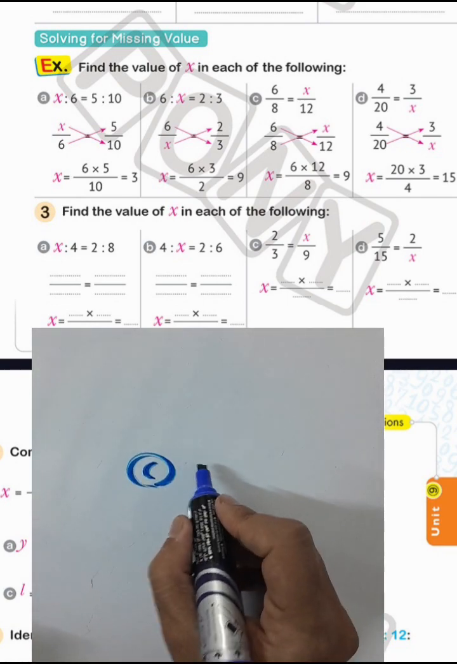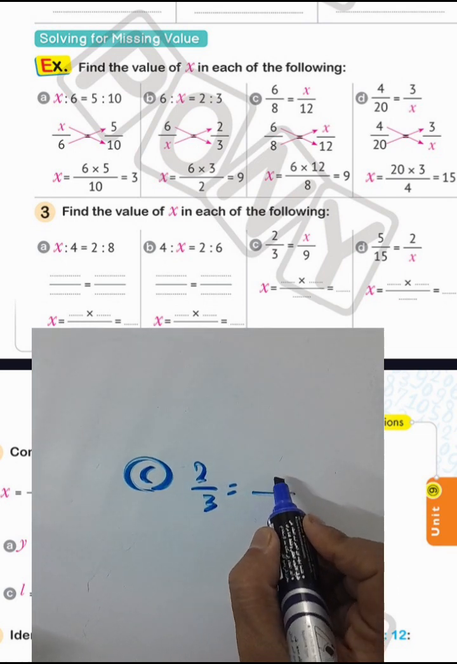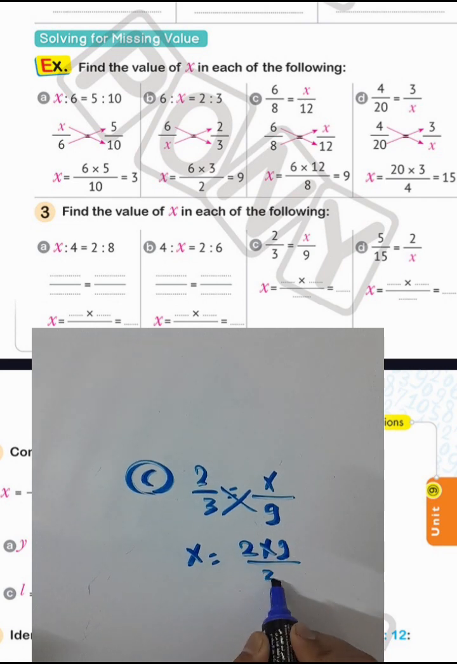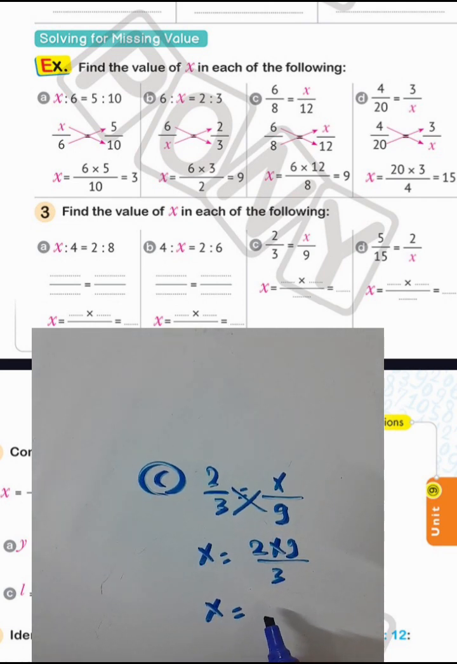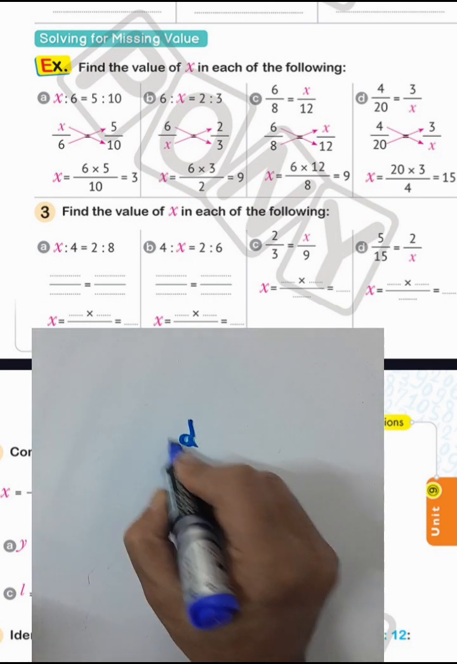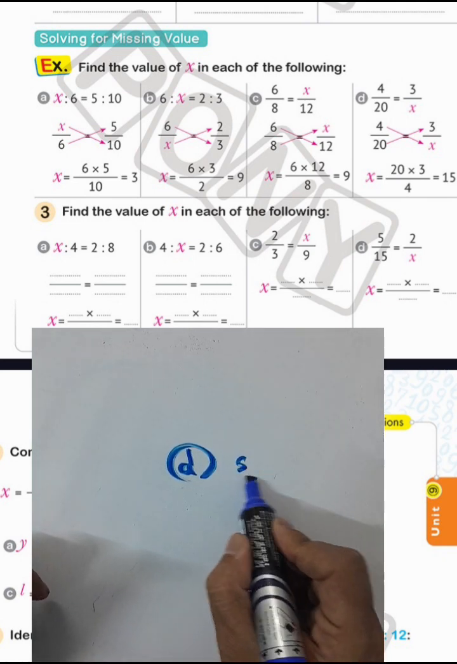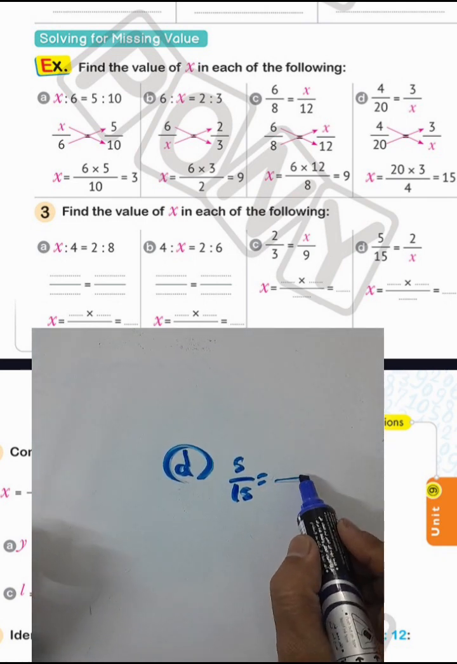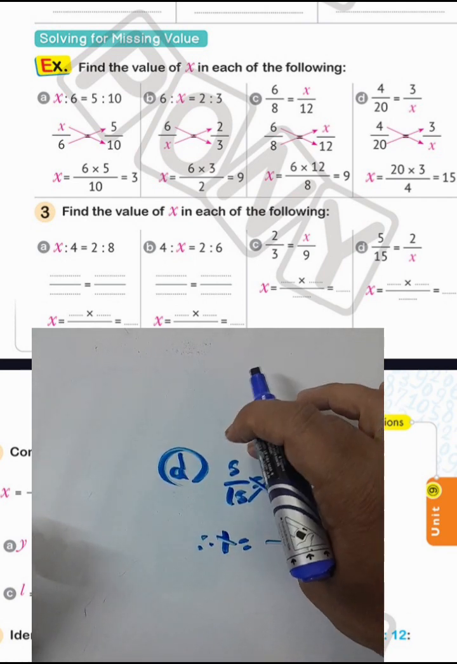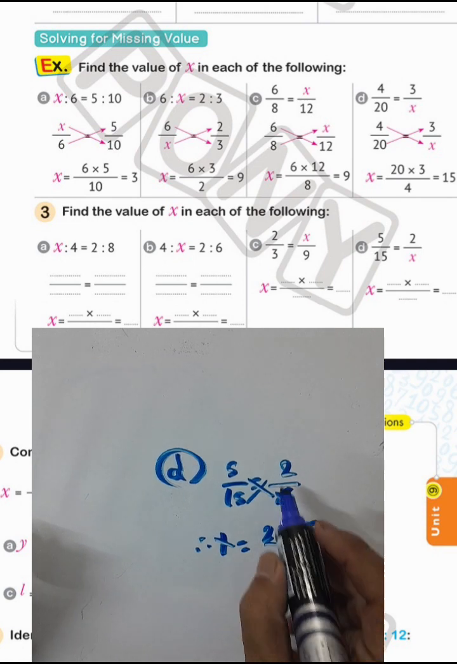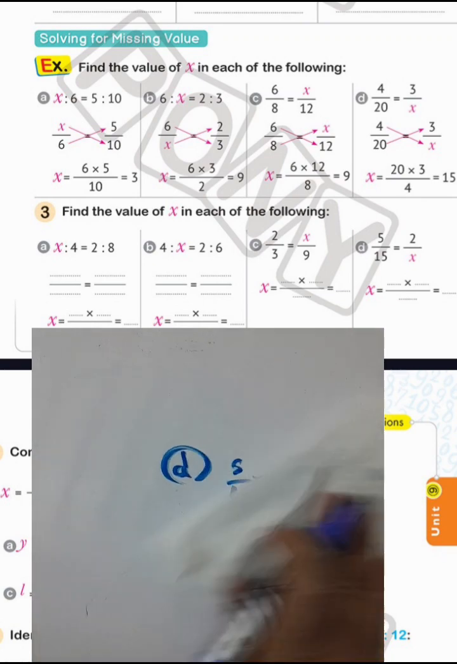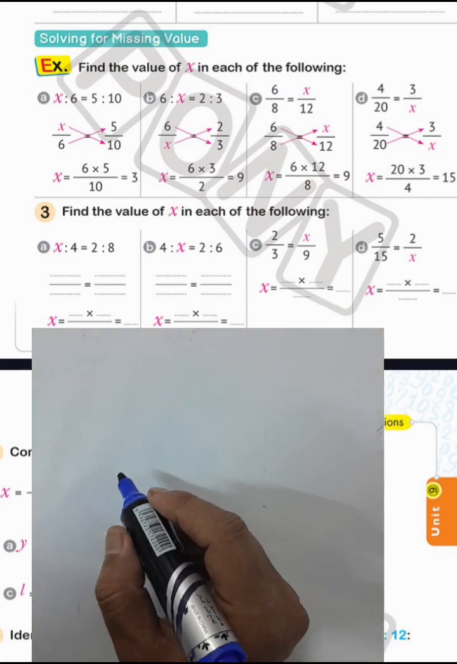Question letter C, 2 over 3 equals x over 9. Then the value of x equals 2 times 9 over 3. 2 times 9 equals 18. 18 divided by 3 equals 6. Question letter D, 5 over 15 equals 2 over x. Then the value of x, product of extremes equals product of means. Write 2 times 15 over 5. 15 divided by 5 equals 3. Then x will be 6. The value of x. Question here it was D.